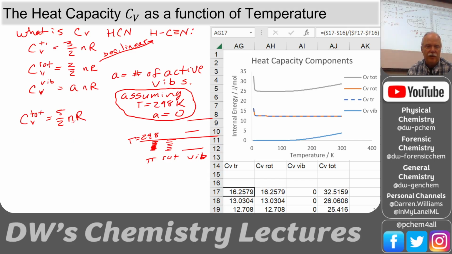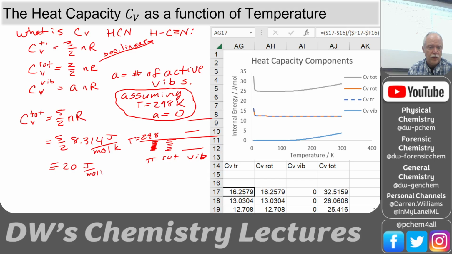If you wanted to just leave it per mole, then you could calculate 5 halves times 8.314 joules per mole Kelvin, right? See the per mole is there waiting for you to multiply by the moles. 5 times 8 is 40, divided by 2 is 20, so about 20 joules per mole Kelvin. So you look at the answers and you're like, okay, there's one that's close enough to 20, I'll pick it. No calculator needed.